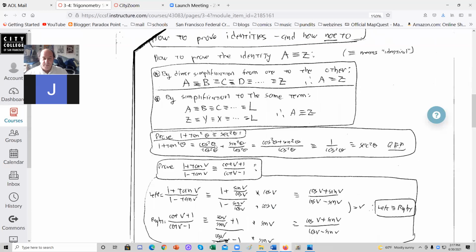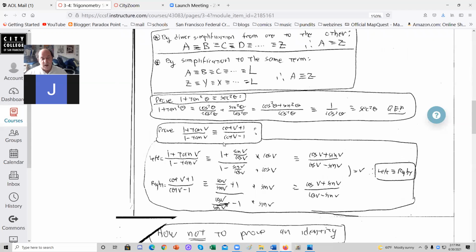So, for example, prove that 1 plus tan squared equals secant squared. All right, we start with the left side. 1 plus tan squared. That's 1 is cos squared over cos squared. Tan squared is sine squared over cos squared. Okay, next step, we add these two fractions. Common denominator is cos squared, and the numerator is cos squared plus sine squared. Then we simplify that. Cos squared plus sine squared equals 1. So you get 1 over cos squared. That's secant squared, and we're done. The left side is identical to the right side.